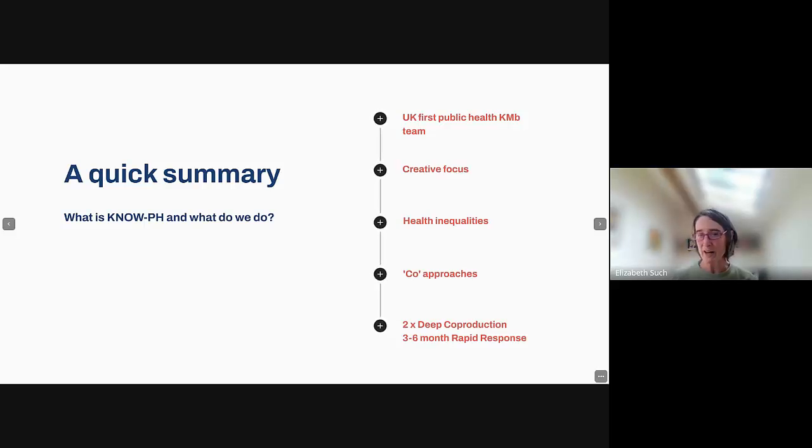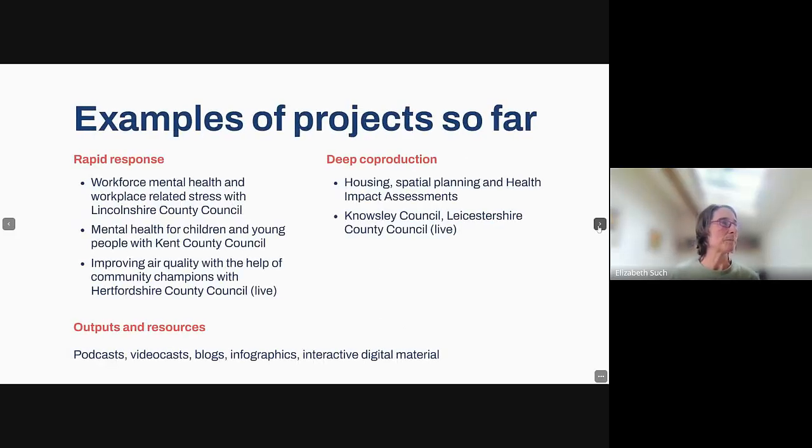Overall, there are two main arms to the programme, a deep co-production arm, which is working with local government and partners over extended periods of time. And then we have these rapid response projects, which are, as they suggest, quick and enable decision-making informed by the evidence. And I think this is one of the challenges for meaningful community involvement and engagement. These are the examples of projects so far.